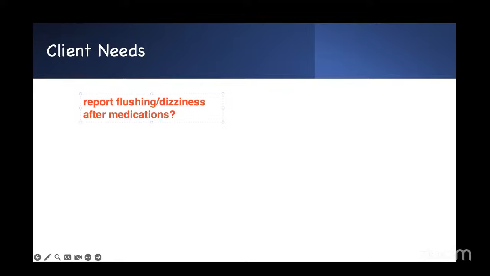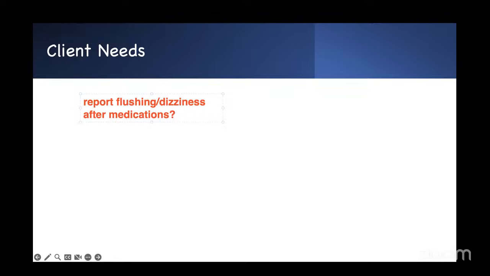It's an expected finding, good. But which client needs? Where will you put it now? You can't tell the patient, hey, deal with it, right? He said flushing and dizziness. You have to tell them something. But which client needs? You have to identify the client needs, then you can provide the appropriate answer.